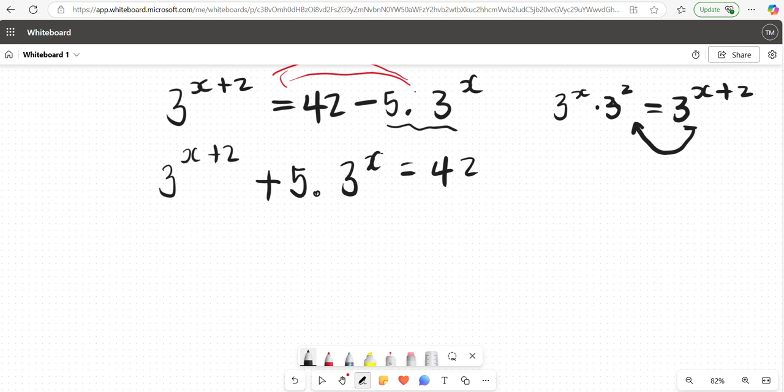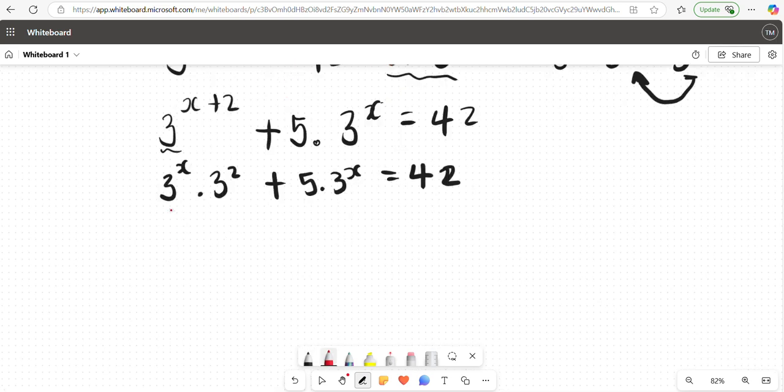I would like to go back to something that looks like that, where I split it up. So I'm going to split up this guy here, which is going to be a 3 to the x times a 3 to the power of 2, plus the rest of the equation. And why am I splitting him up like that? Well, I want to notice that here there's a common factor that I can take out. This 3 to the power of x and this 3 to the power of x is a common factor. So I want to take it out outside of my bracket, open my bracket. I still have my 42 on the other side.